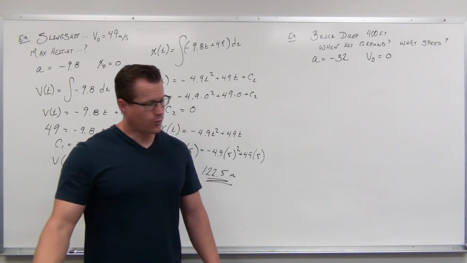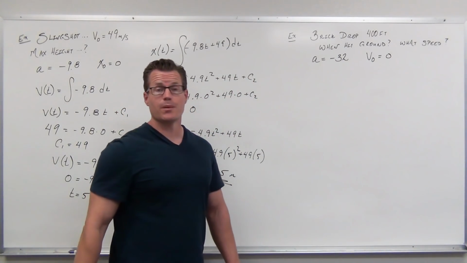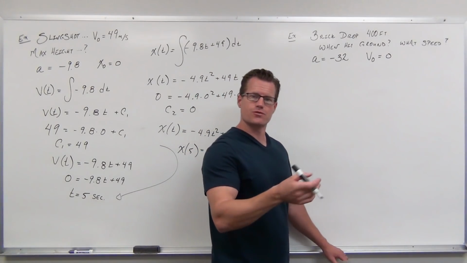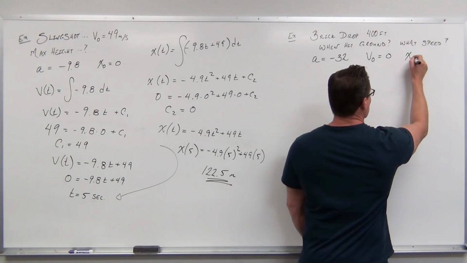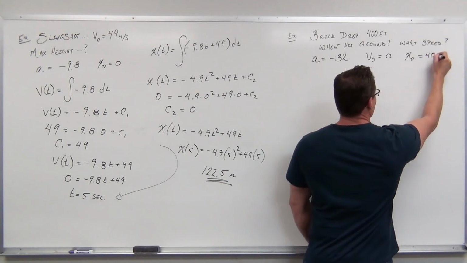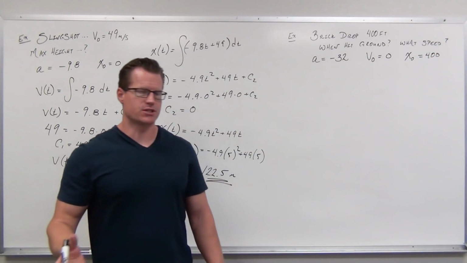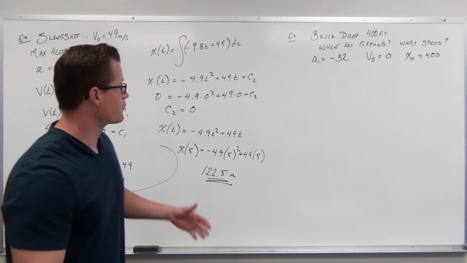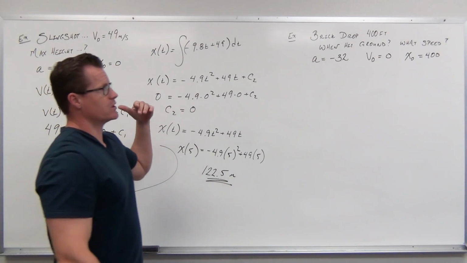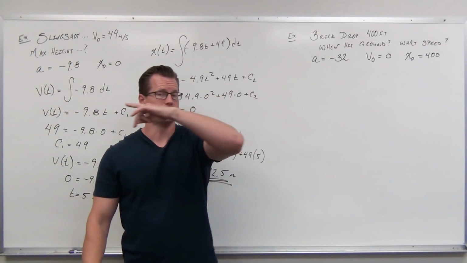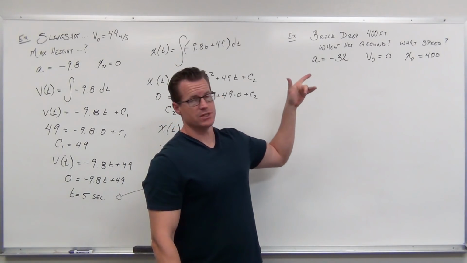We also know that we're 400 feet up, and we're just dropping the brick. So our initial position is 400. This is basically how I try to start every single one of these problems. I figure out what we know from the word problem that we're given. So we know we're on Earth, negative 9.8 if we're dealing with meters, negative 32 if we're dealing with feet.